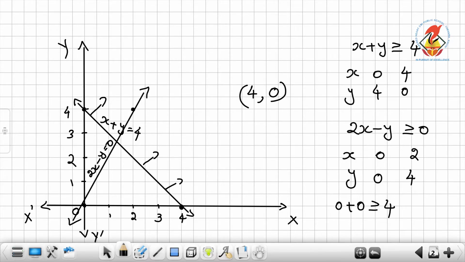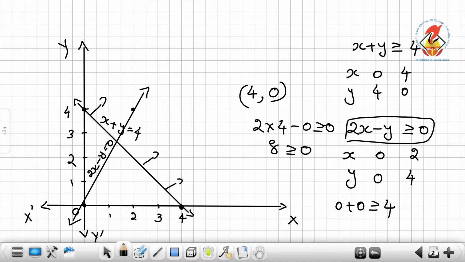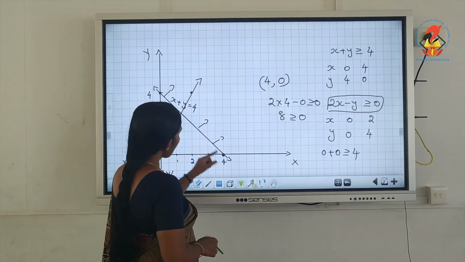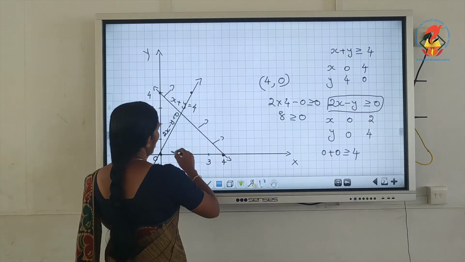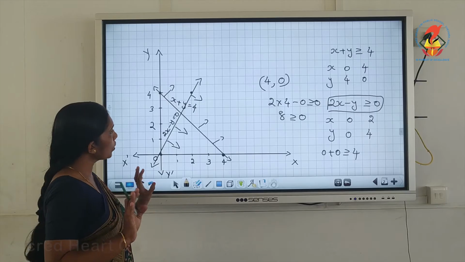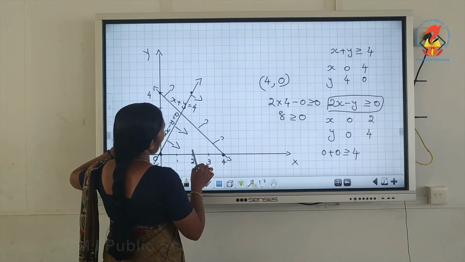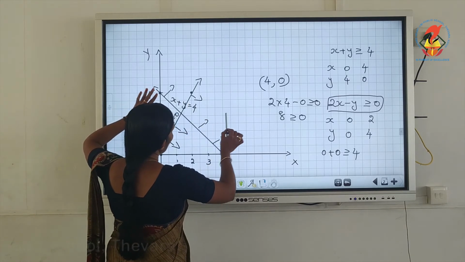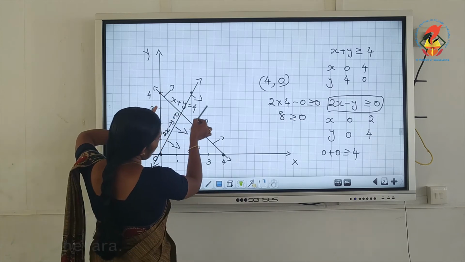I am taking the point 4, 0 and substituting in this equation. So 2 into 4 minus 0 greater than or equal to 0. That is 8 greater than or equal to 0. Is it correct? That is correct. Where is 4, 0? In the lower half plane. So you have to shade towards this lower half plane. So where is the common region? In which region are both arrows? For the first line, upper half plane, and for this line, lower half plane.